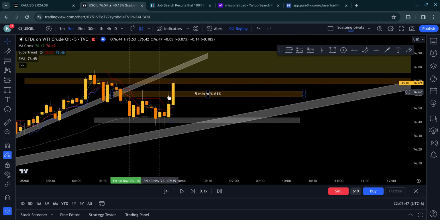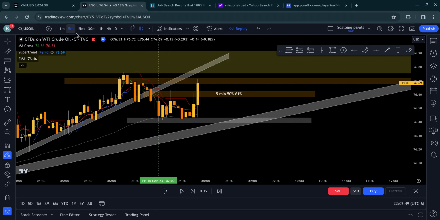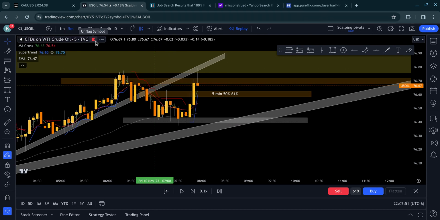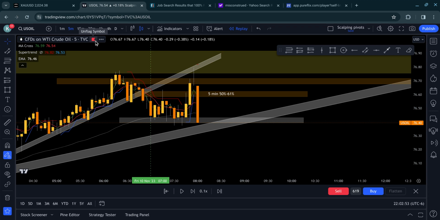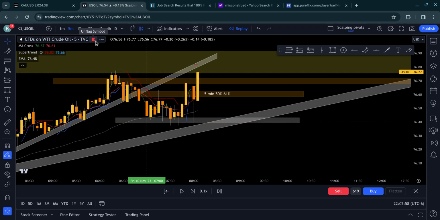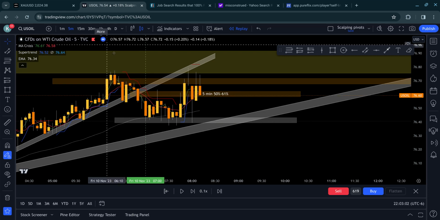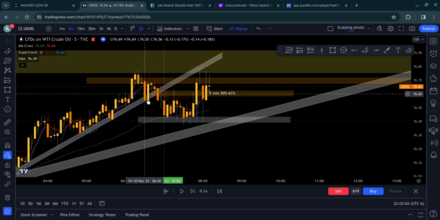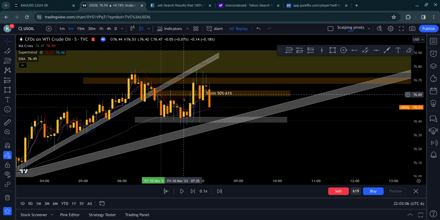So we do have a nice bullish candle on a 5 minute. All right, now we got a nice push down, and let's see. So now we're just playing around in this area, right? We're not really getting anything that's happening.